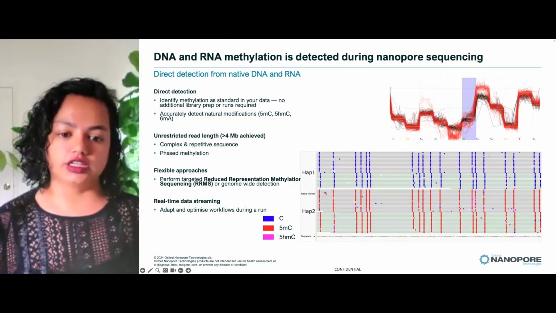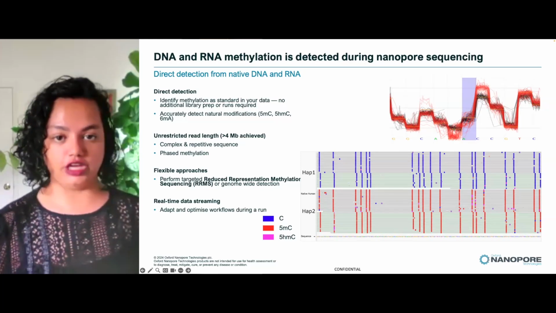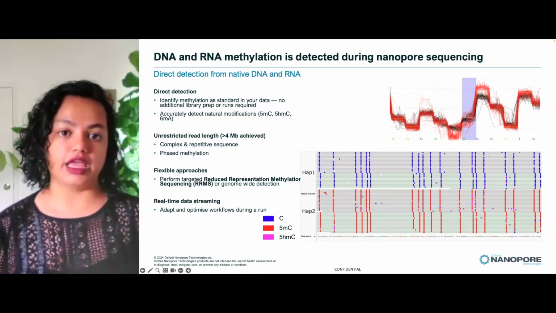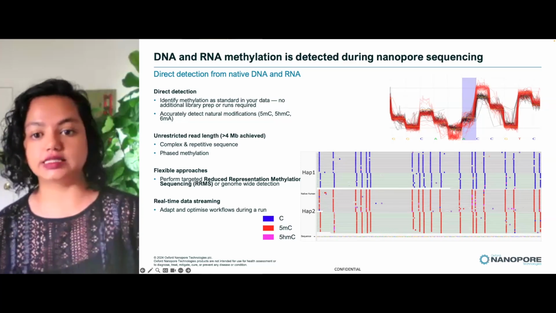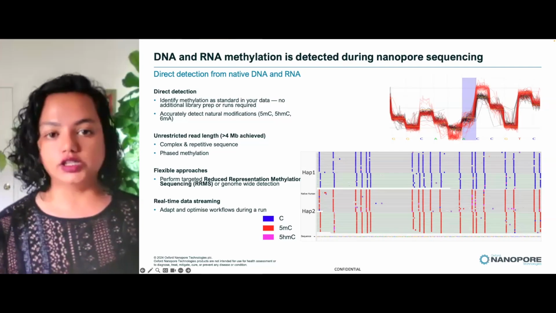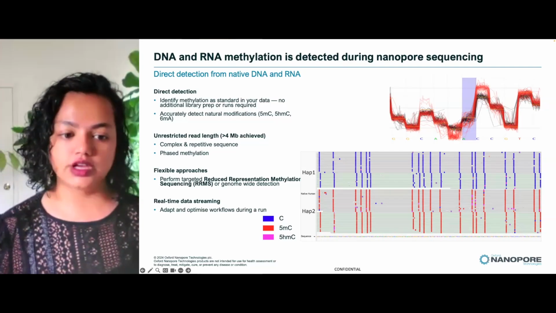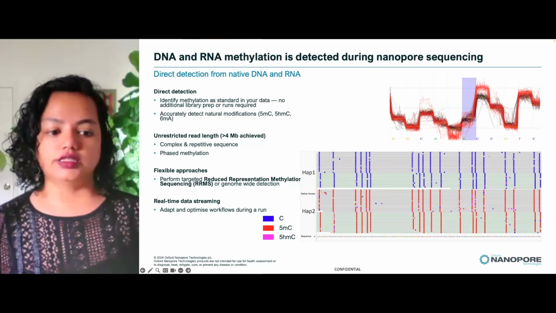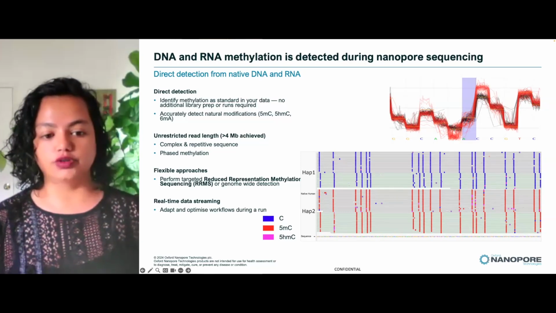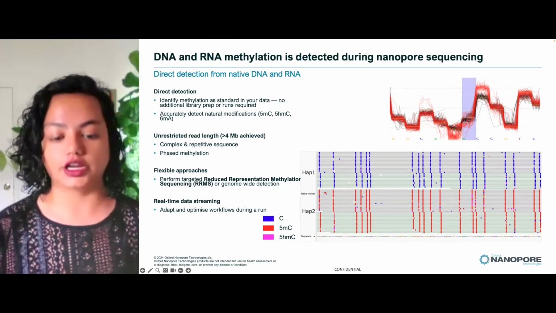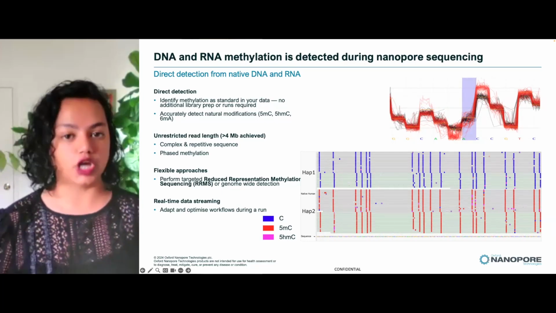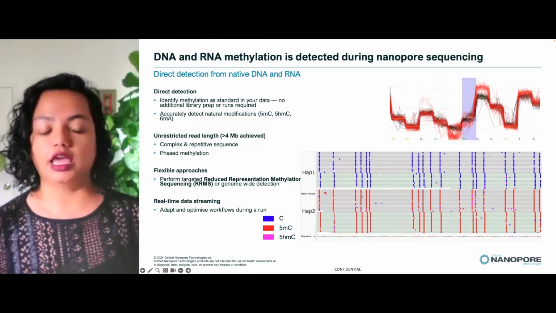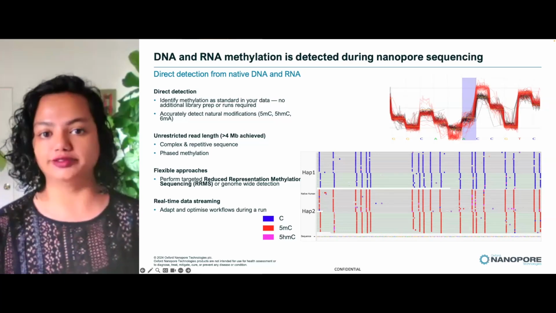Nanopore methylation detection can call all base modifications. So this includes 5MC, 5HMC, and 6MA in DNA, as well as M6A in RNA. This includes complex and repetitive sequences. You can phase the methylation with nucleotide level precision. This approach is also adaptable, that supports both targeted and genome-wide detection, and can be scalable based on your throughput needs. All this data can be acquired real-time and can be adapted or optimized during a run.